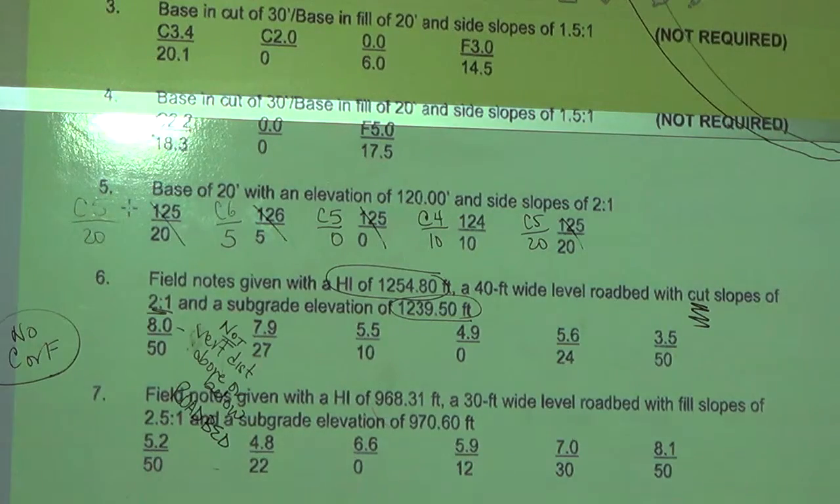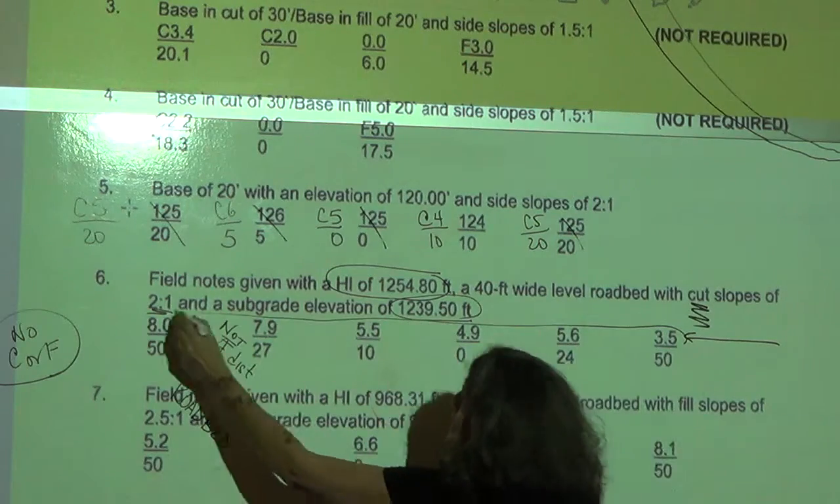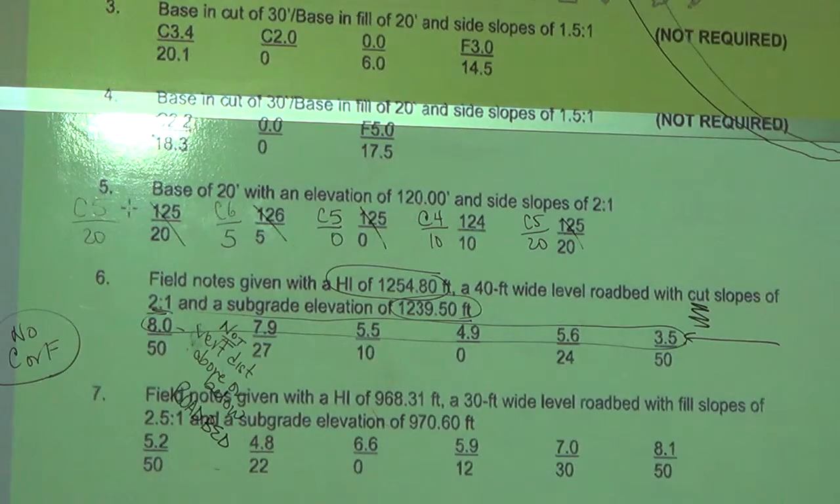What are these things? What are all these numbers here? What do you think? Foresights.